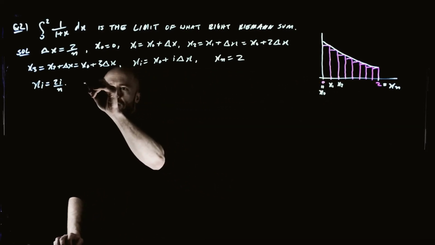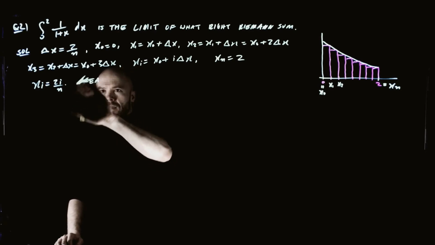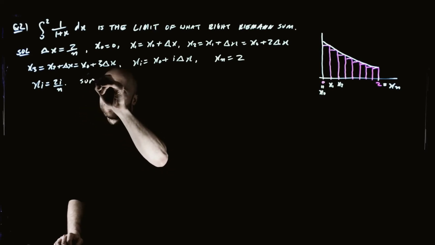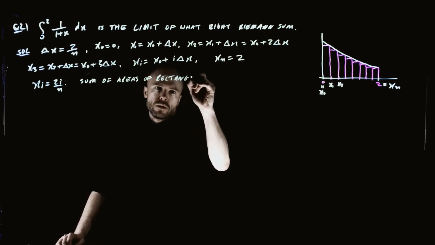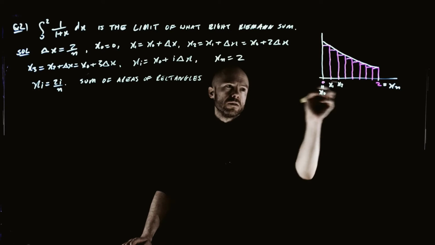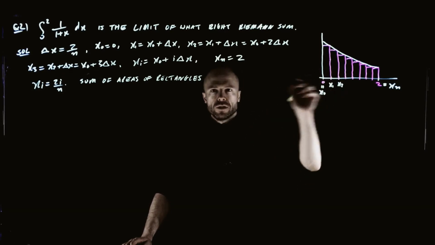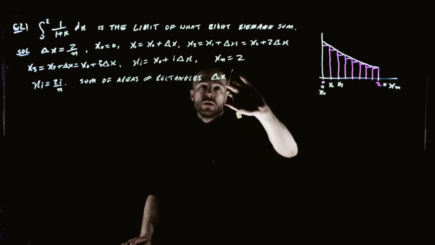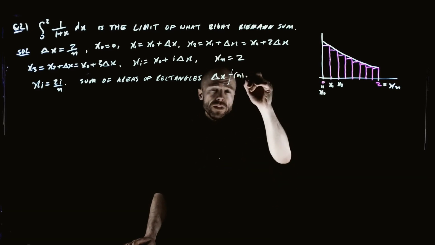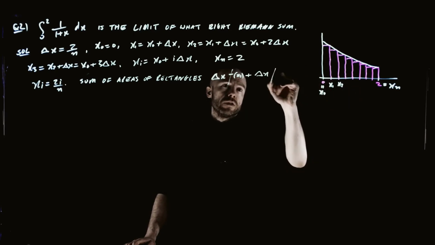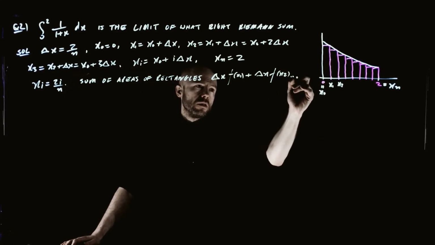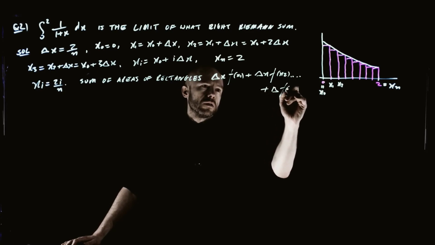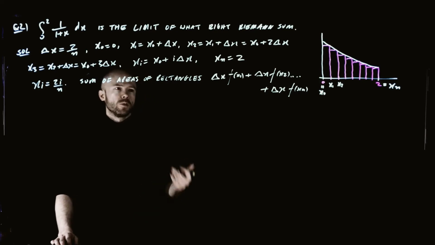So let me write the sum of areas of rectangles. What's the first one? The first one has got base length delta x, and its height is the function applied to this x1. So delta x, and then the function f of x1. And then the next one is delta x, and then the function f of x2, and so on. And we keep going. And there's going to be n of them, so dot, dot, dot, plus delta x f of xn. That is the expression for the sum of all these rectangles.